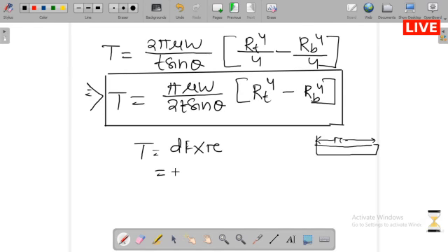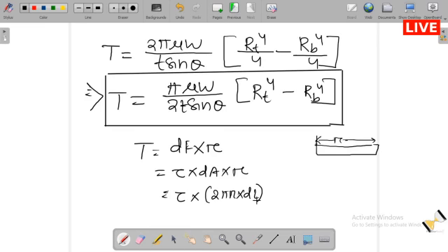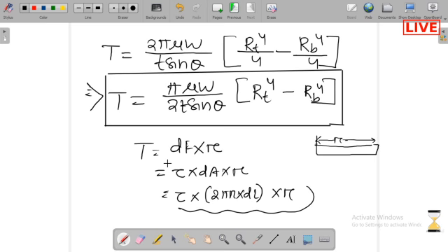What is dF? I can find it as tau into dA into r. And tau dA is 2 pi r into dl into r. So this is the basic thing, and you have to go step by step. First you find the torque dF, next dF is tau into surface area, then you find the surface area. Only one thing is the surface area. If you can find it, 90% of the problem will be solved.